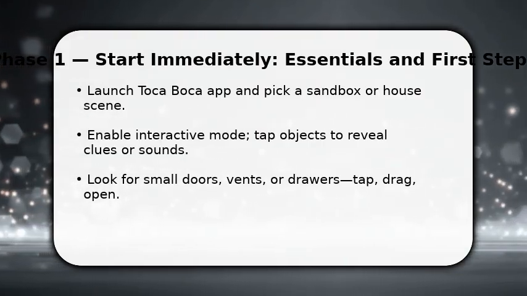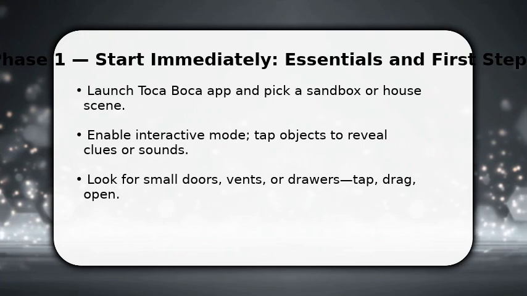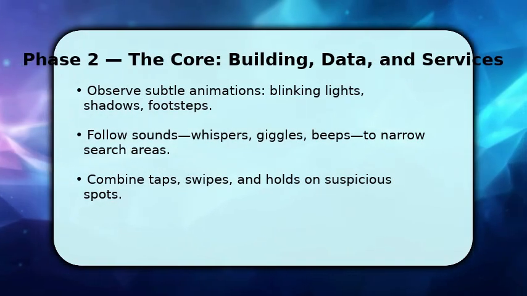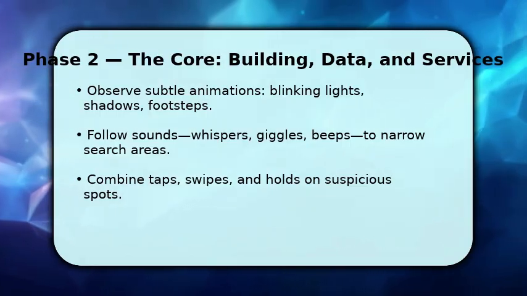You're working quickly. Focus on items with seams, buttons, or knobs. Those often trigger a reveal of a small character. Now you follow the clues. Spot flickering shadows, tiny footsteps, or a vent that hums. These indicate a hiding place.